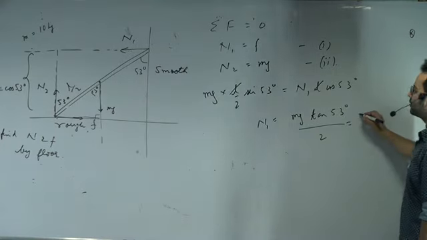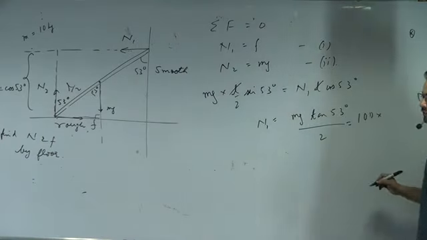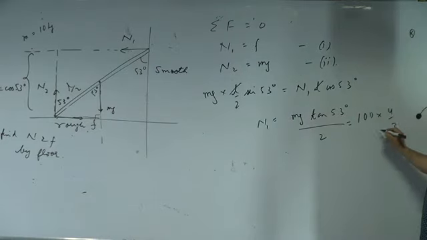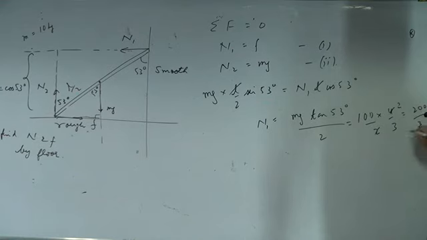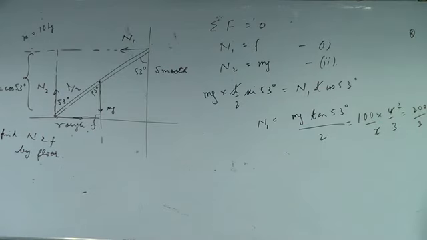So N1 is equal to mg times tan 53 degrees divided by 2. mg is 100, tan 53 degrees is 4 by 3, and divided by 2. So this gives you 200 divided by 3 Newton. Clear?